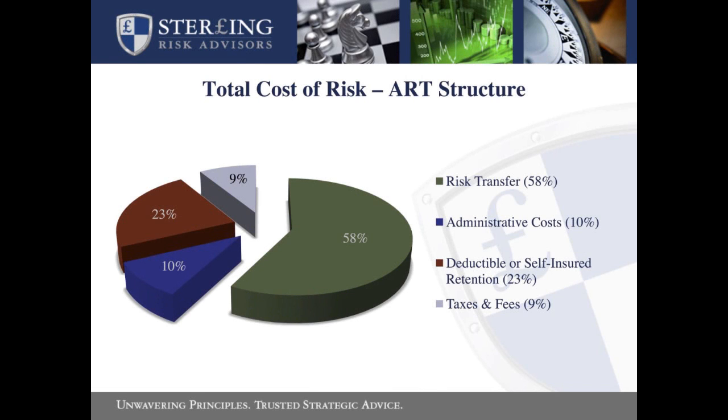When you get into an alternative risk structure, it breaks down a little differently, where you're buying some risk transfer, but you also have administrative costs. You have deductibles or self-insured retentions, and some taxes and fees. And these aren't necessarily accurate percentages, but it gives you an idea that it's not just one number.